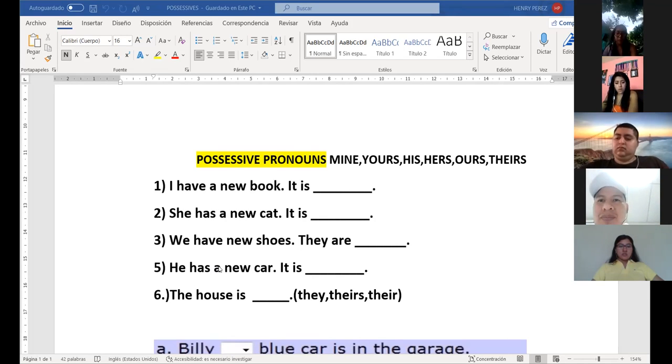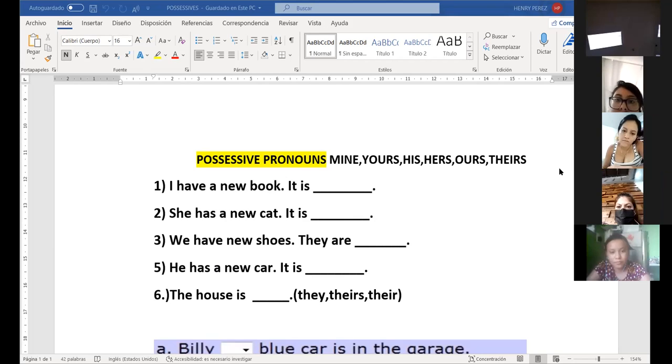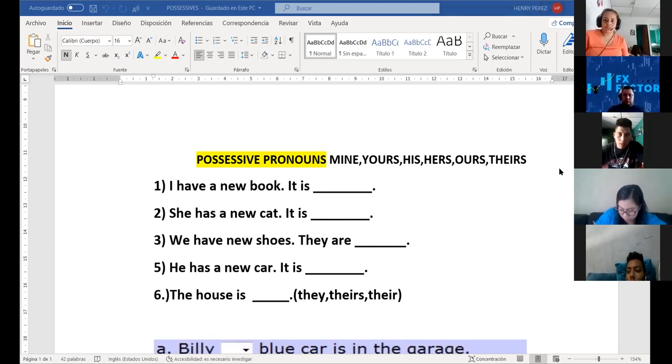Sandra. He has a new car. It is his. Very good. Excellent. Good job. Okay. Let me see. Alguien tenía una mano levantadita también, pero ya la quitaron. Okay. All right.